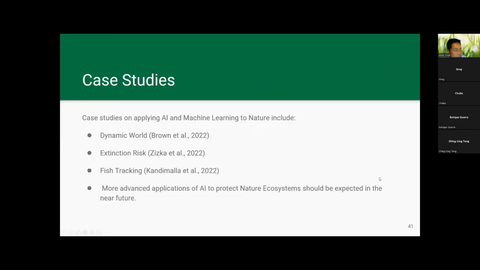So, case studies. I'm going to go over three interesting case studies, but there are a lot, so I put some resources, and you see there are many ideas in prediction, coordination, and control. You can see what is of interest to you. First example is Dynamic World, a product made by Google, about classifying land use. Second example is about assessing extinction risk of animals, insects, plants, and so on. Third example is about fish tracking. How do you track or monitor fish in the water?